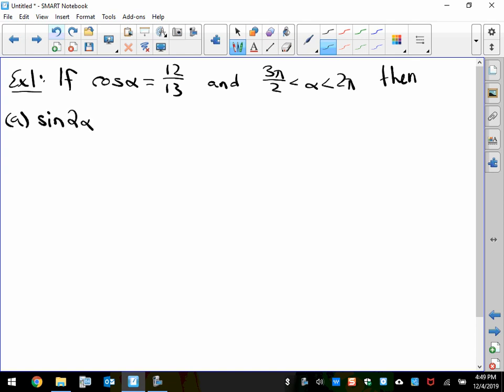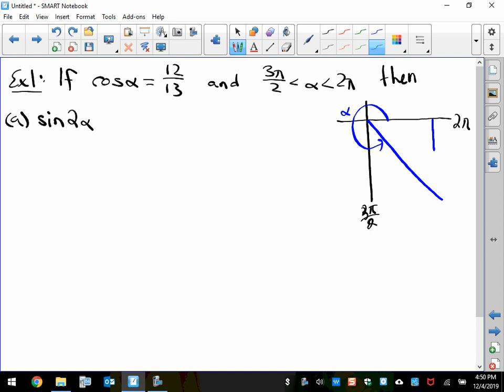Now, we don't know what 2 alpha is. I don't even know what alpha is. So all I know is cosine of alpha is 12 over 13, and alpha happens to be in quadrant 4. So let's make a little sketch here. This is 3 pi over 2, and this is 2 pi. And angle alpha is somewhere here in this quadrant. So let's draw a triangle there. Cosine is the adjacent over hypotenuse, and this opposite side here, if you use the Pythagorean theorem, is going to be 5. I put a negative sign with it because we're in quadrant 4.